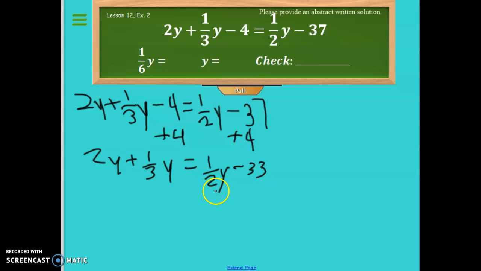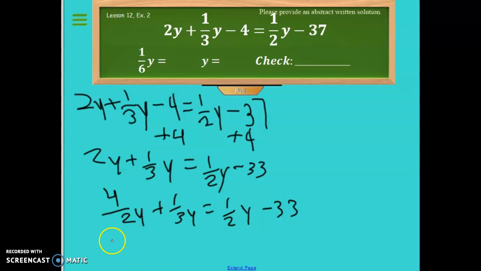Okay, so there's a few ways I can do this. I think what I'm going to do is turn these into some halves first, right? So I'm going to take 2 halves of y, and that makes a whole y, and then another 2 halves. So that's 4 halves of y plus 1/3 of y equals 1/2 y minus 33.